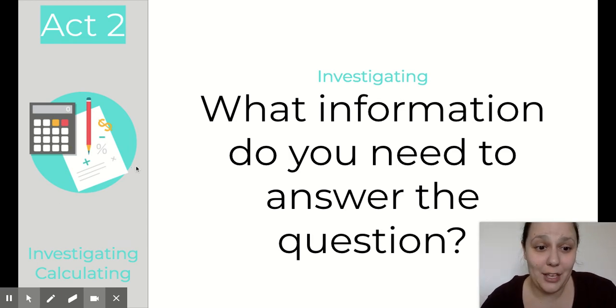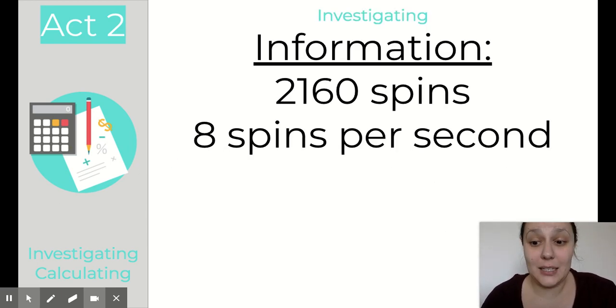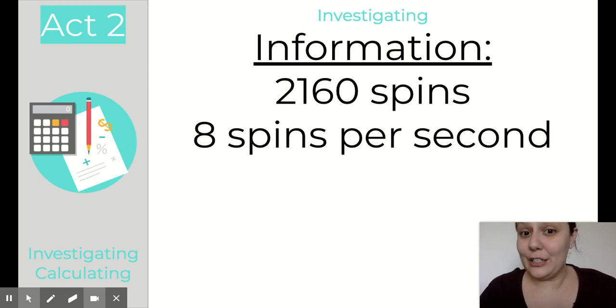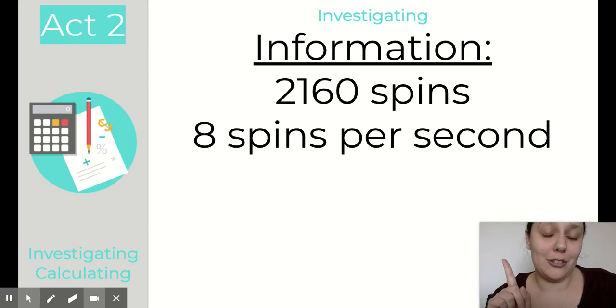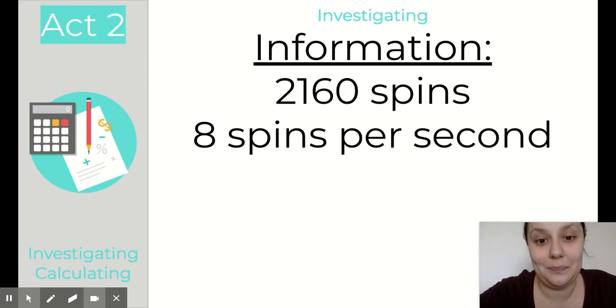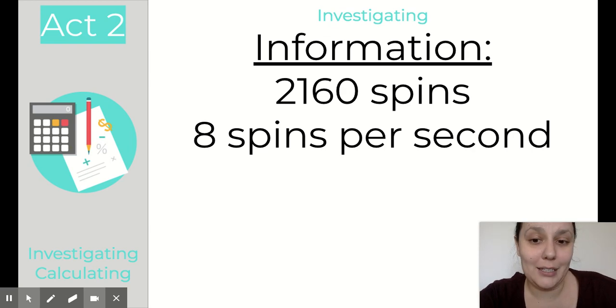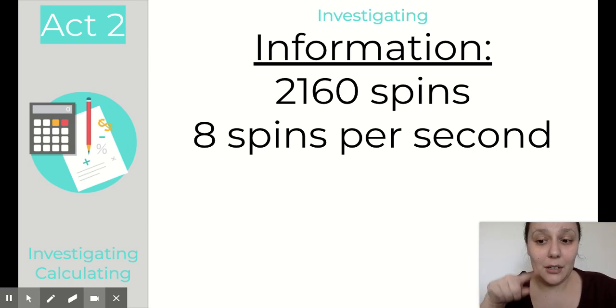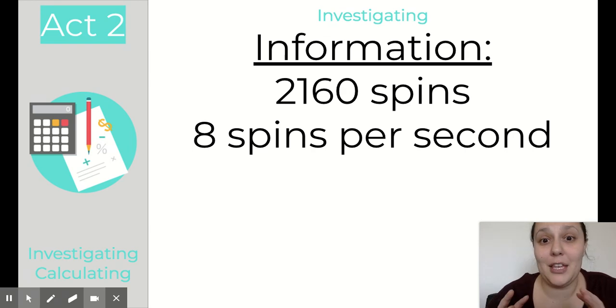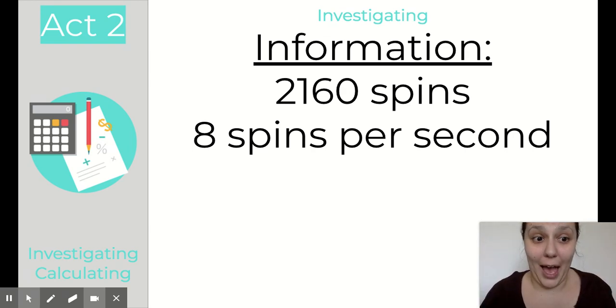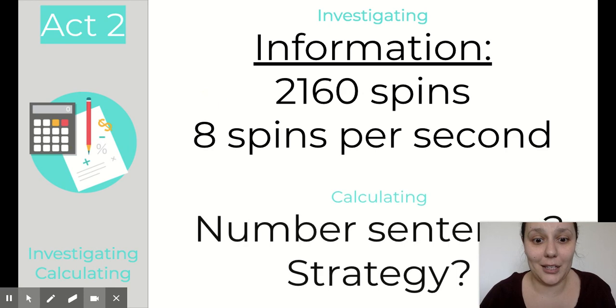Okay, I hope that you said something like this. This is the information I'm going to give you. It's the only information I will give you. You will not get more information. So here's the information I can tell you. When the spinner stopped, it had spun 2,160 times total. And in each second, the spinner spun 8 times. So now that you have that information, you're ready for the next step of Act 2, which is calculating.